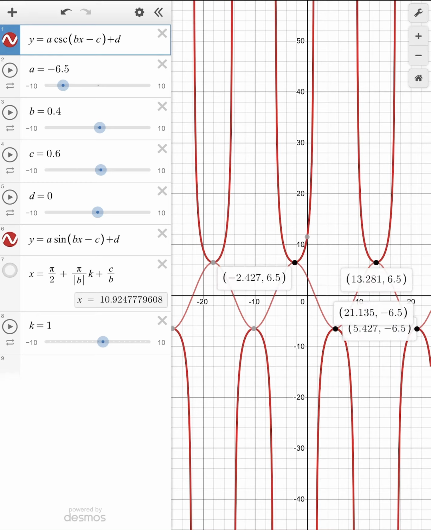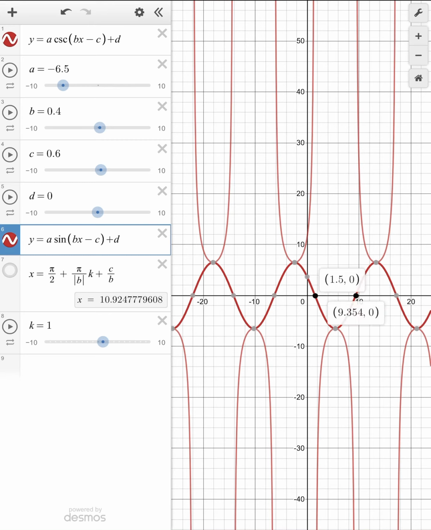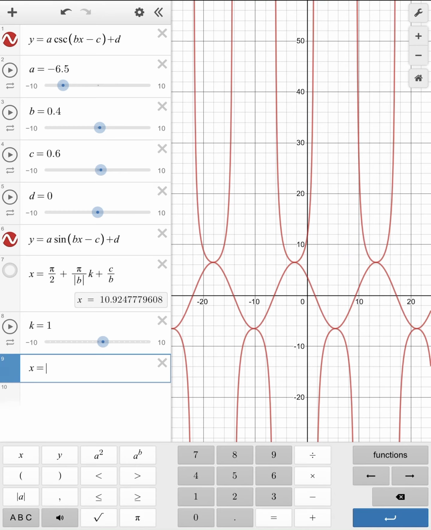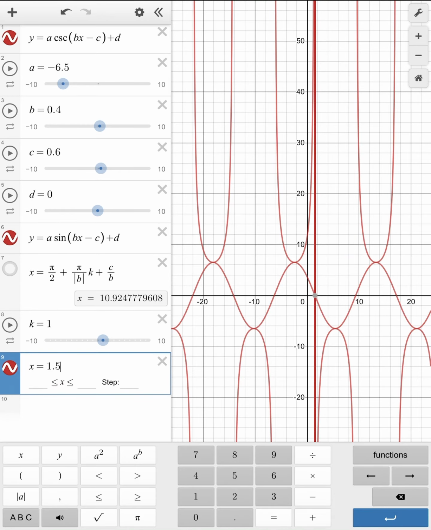Everywhere I have a peak or a valley, that's where I glue my little U shape. And everywhere that I have a 0 on my sine function, I have an asymptote. Let's take a look. X is equal to 1.5. There we go. Isn't that amazing?